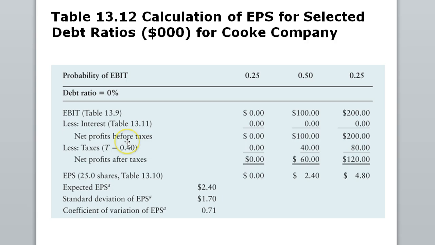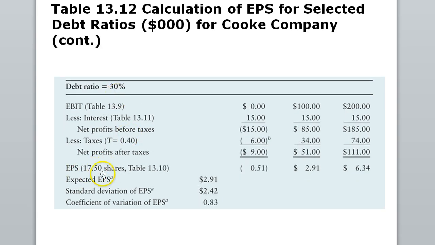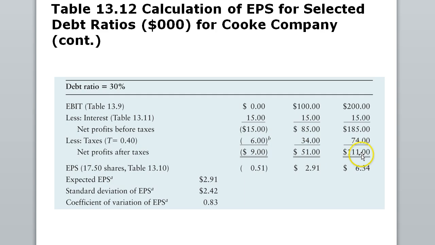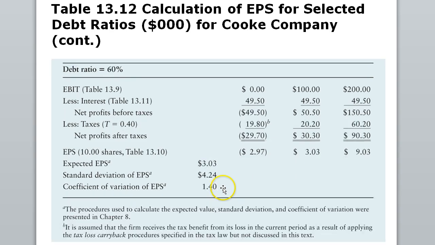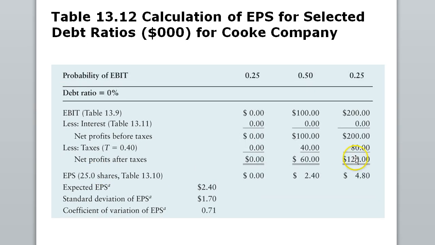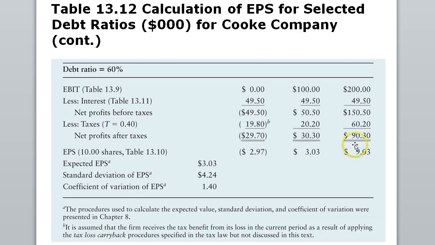When we have less debt, we have 25 shares of stock with zero debt, only 17 shares of stock with 30% debt. So even though the earnings went from 120 down to 111, we still have a higher earnings per share because we have fewer shares. But it's riskier. If we go to 60% debt, now we only have 10 shares outstanding. So even though the earnings per share were 120, 111, and now 90 at the 60%, because we're paying a lot more in interest, our earnings are going down.